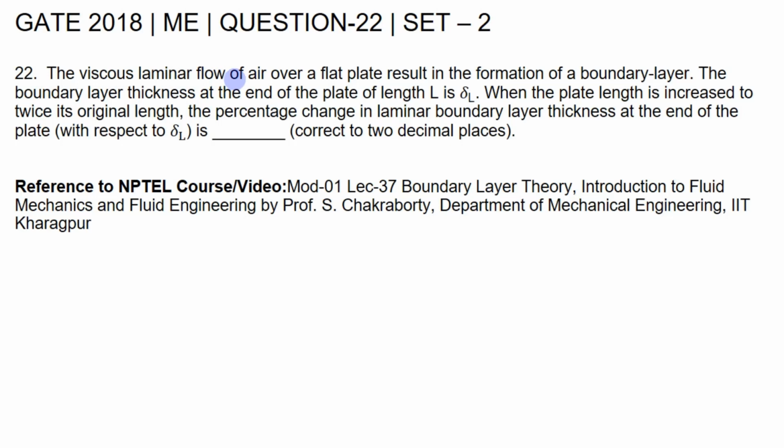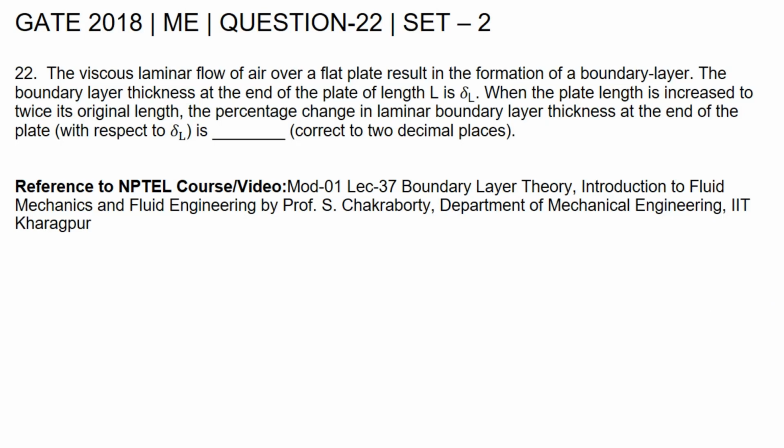The viscous laminar flow of air over a flat plate results in the formation of a boundary layer. The boundary layer thickness at the end of the plate of length L is delta L. When the plate length is increased to twice its original length, the percentage change in laminar boundary layer thickness at the end of the plate with respect to delta L is? So we need to find the percentage change in boundary layer thickness at the end of the plate when the plate length is increased to twice its original length.